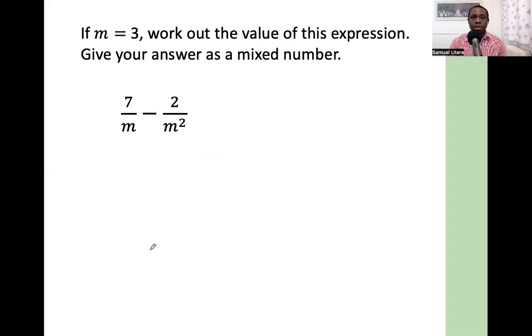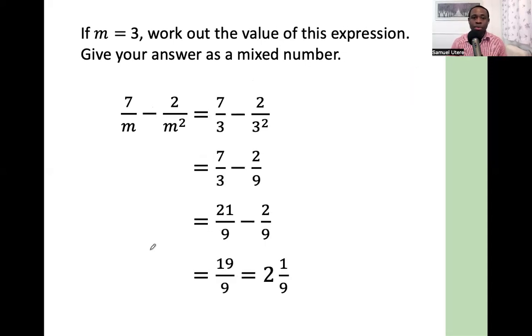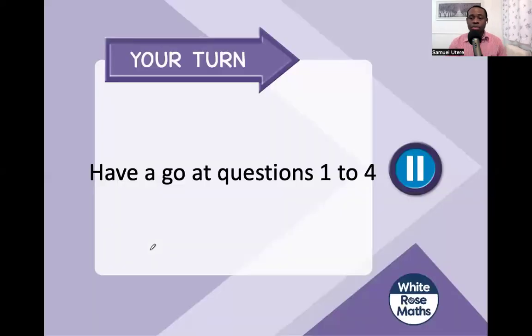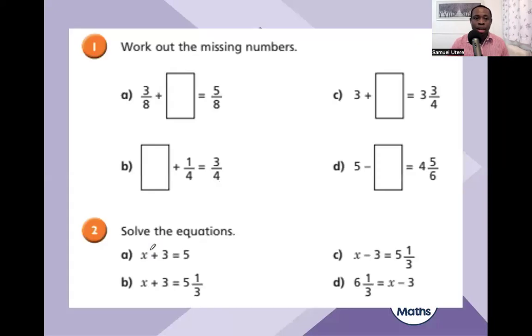Here is another one, but this time it is subtraction. So we're going to do our substitution, and we'll do exactly like we did before, which will give us 21/9, but this time we're subtracting. So our answer will be 19/9, which is 2 1/9. It's now time for you to practice what you've learned. Pause the video and answer questions 1 and 2 in 4 minutes.